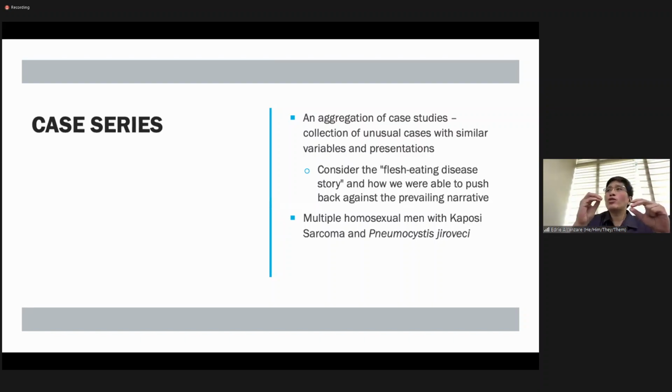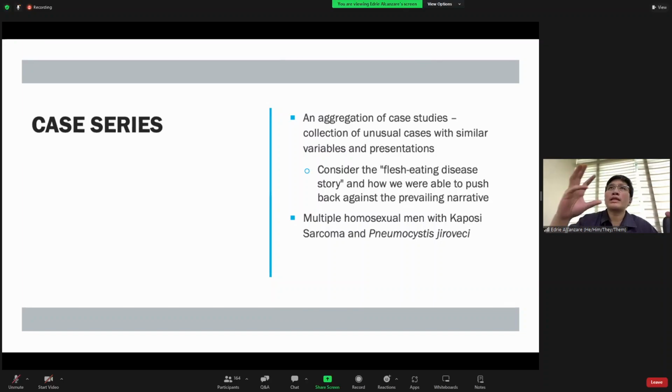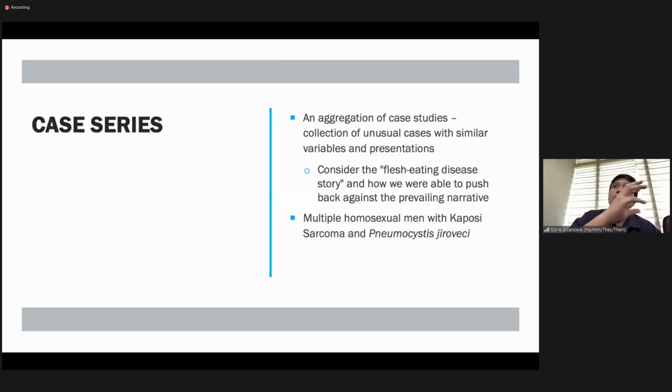How were we able to push back against that story and to prevent a public panic? First and foremost, we asked the local system in Pangasinan, hey, are these two patients presenting with the same symptoms? Are the skin lesions similar? And they answered, no, they're not similar. In fact, they're two different presentations. And immediately, the narrative falls apart.